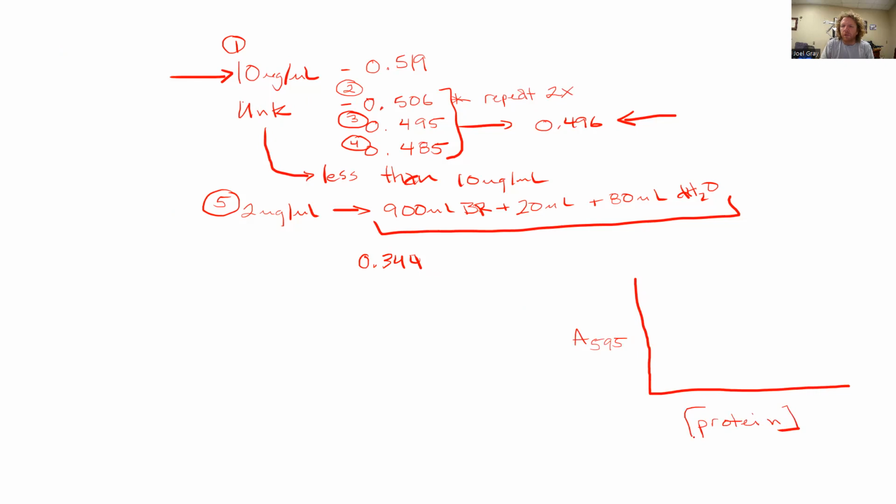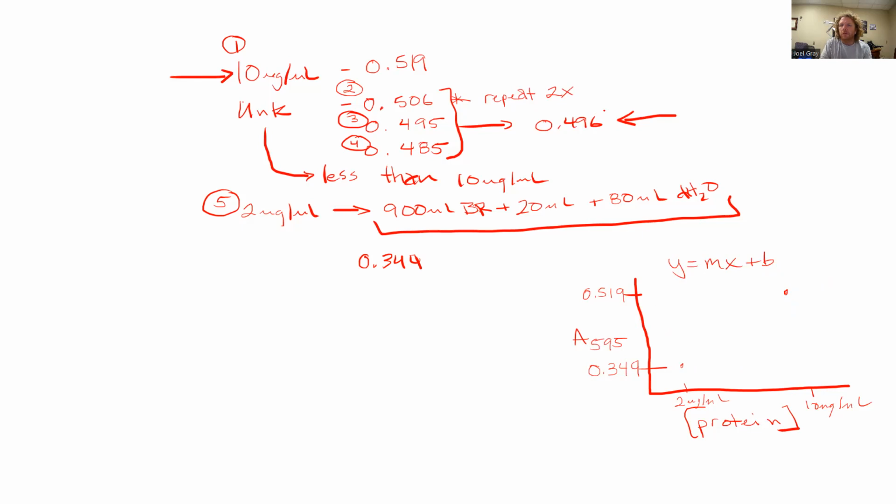And I'm going to bracket this implying molar concentration, but we're using micrograms per microliter as our concentration. So you have two data points, 0.519 and 0.344. You can relate those to 2 micrograms per microliter and 10 micrograms per microliter. Boom and boom.